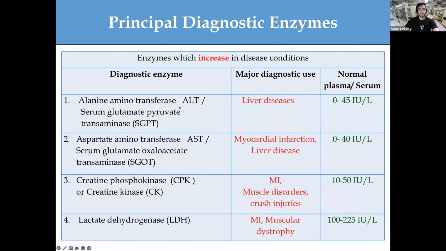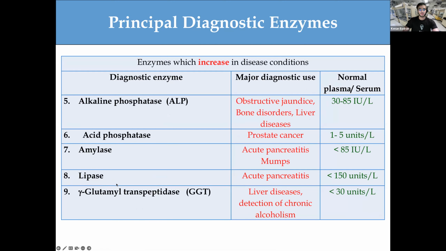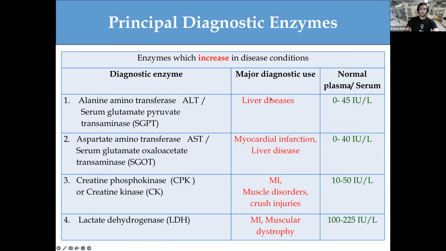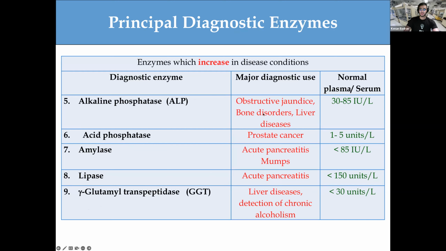As you noticed here, for example, ALT and AST both talk about liver disease, but what is more specific to only liver disease? ALT. Same thing goes for lipase and amylase. What is more specific? It's lipase, because it only covers acute pancreatitis, but amylase can cover both. And same with ALP, we said there's liver disease as well, but it also covers obstructive jaundice and bone disorders.